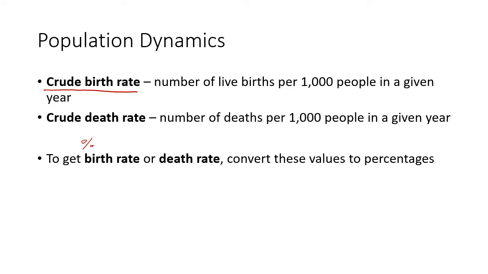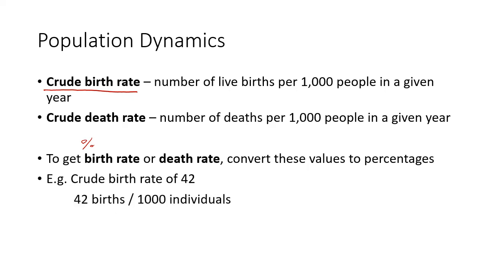Okay? So for example, say that our crude birth rate is 42. On your AP test or on a test in my class, I say that crude birth rate is 42. I don't have to put any units on that, it's just 42. What that represents is 42 births per 1,000 individuals. And I can convert that into a birth rate or a percent by doing the same thing that we always do to convert things to a percent. So 42 divided by 1,000 in this case times 100 gives us 4.2%.